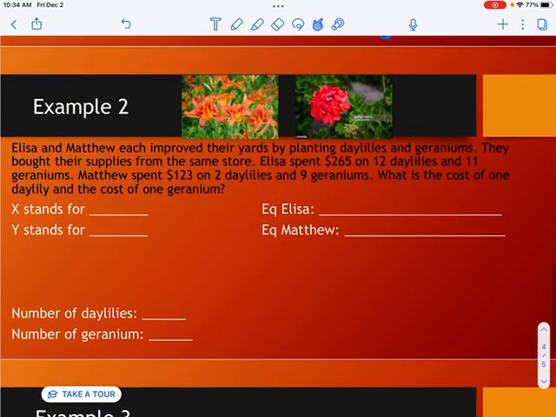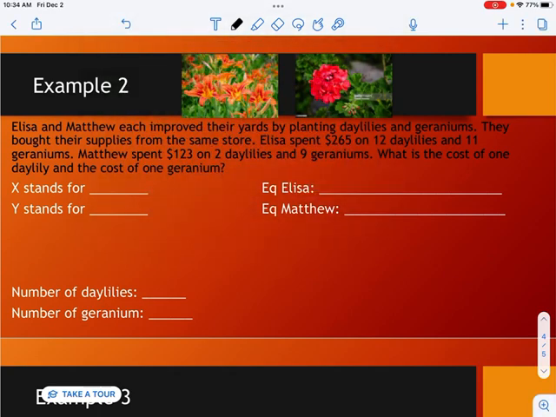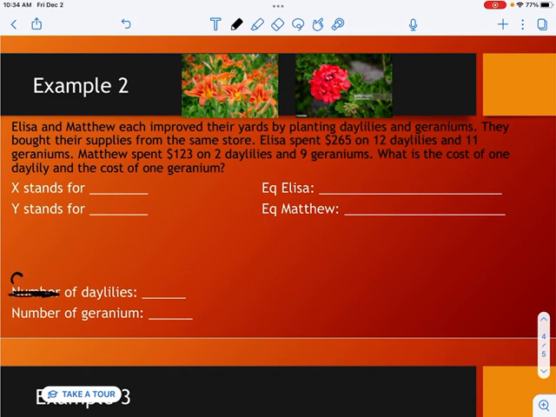Okay, let's take a look at another one here. The second one, we're going to do some sales of things. The first thing I'm going to tell you right away, there is a typo. This should say cost of daylilies and cost of geraniums. I apologize for that. It says Elisa and Matthew each improved their yards by planting daylilies and geraniums. They bought their supplies from the same store. Elisa spent $265 on 12 daylilies and 11 geraniums. Matthew spent $123 on 2 daylilies and 9 geraniums. What is the cost of 1 daylily and the cost of 1 geranium?